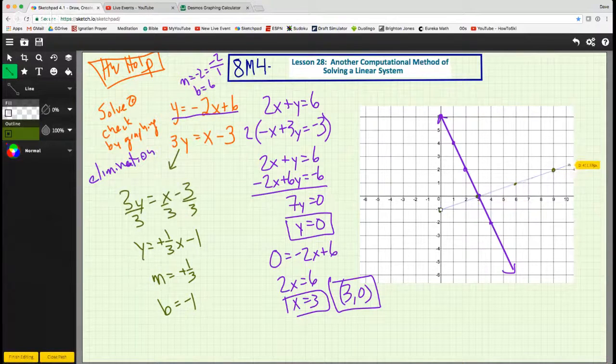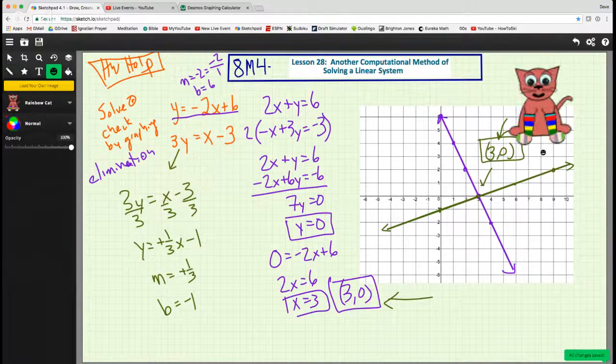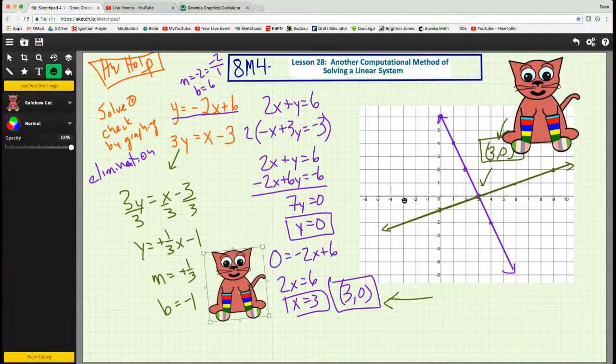You indeed have two lines that cross at (3, 0). So the system of equations by graphing shows that our answer is (3, 0). By algebra, it's (3, 0), and that deserves a happy cat and a happy cat. So we are done with today's lesson.